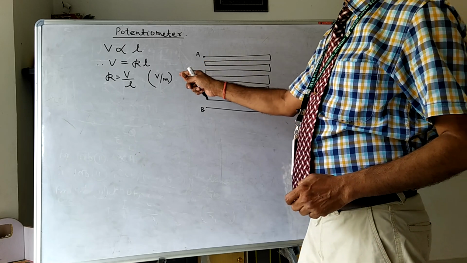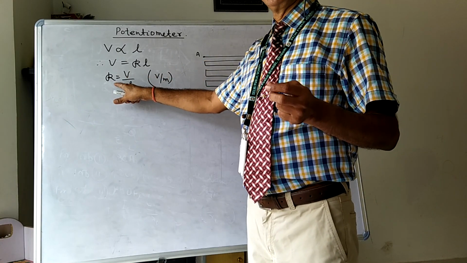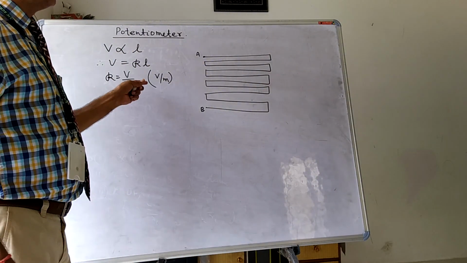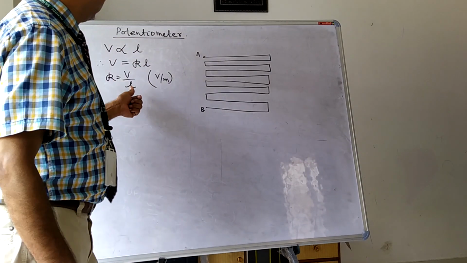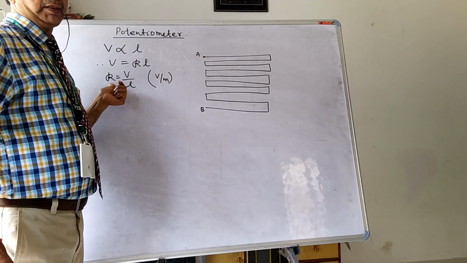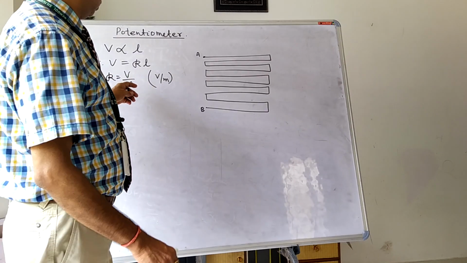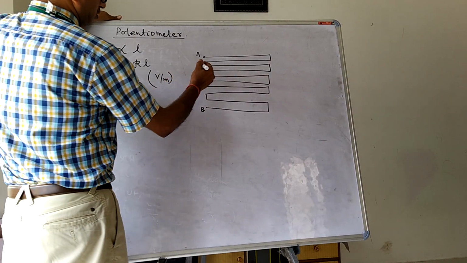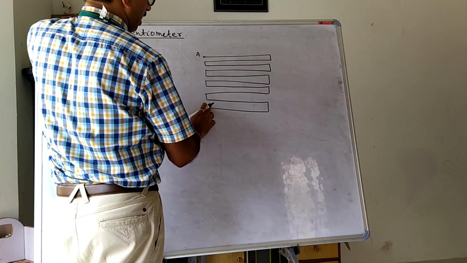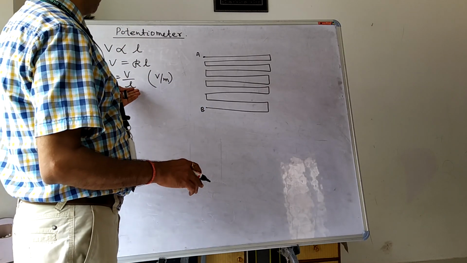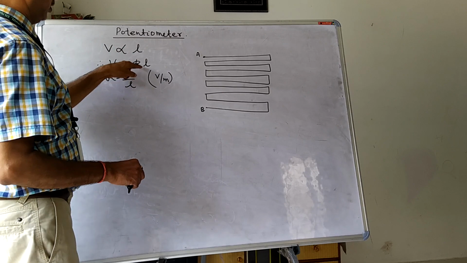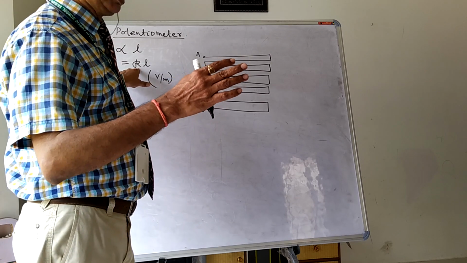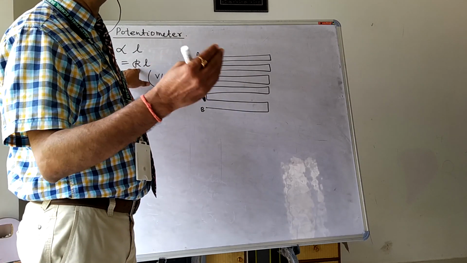When the current is less, the sensitivity is more. So when you increase the length of the wire, the potential gradient becomes less, and the sensitivity is more. So the balance point should always be on the last wire. When the length increases, since we have maintained the potential gradient low, the reading will be more accurate.